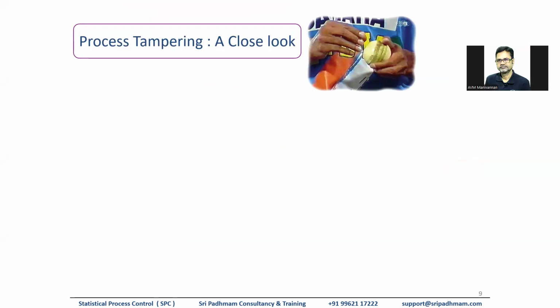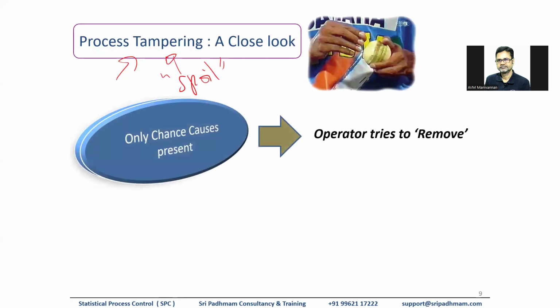Here, from football, now we are migrating to cricket. It is called process tampering. Sometimes, the wrong practice, they will tamper. Tamper means spoil. What is called process tampering?